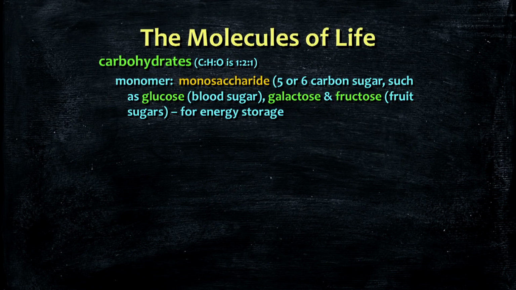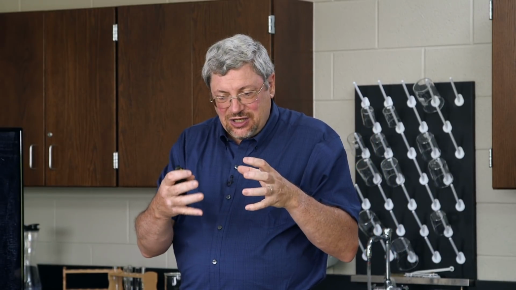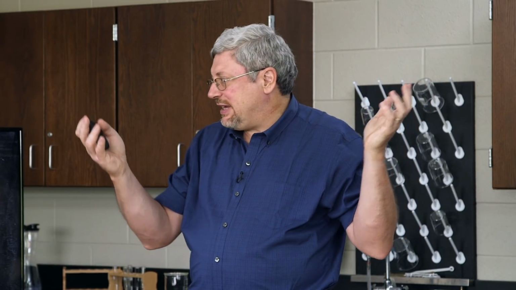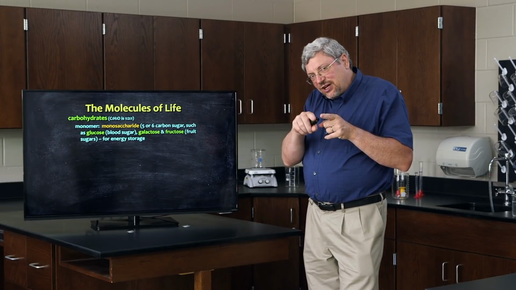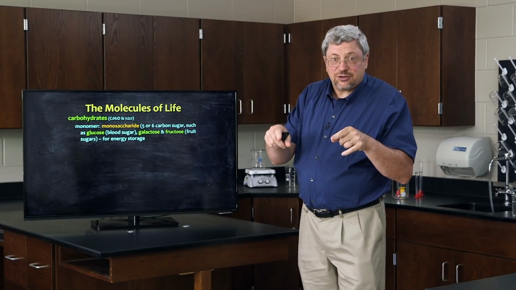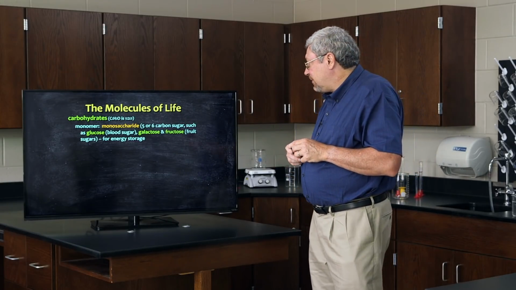Saccharus is a word that means sweet. Mono is a word that means one. So it's one sweet. It's like one unit of sweetness. And that is the type of molecule from which all carbohydrates are made. Monosaccharides are molecules with 5 or 6 carbons. They are also sugars in all cases. So it's a 5 or 6 carbon sugar.